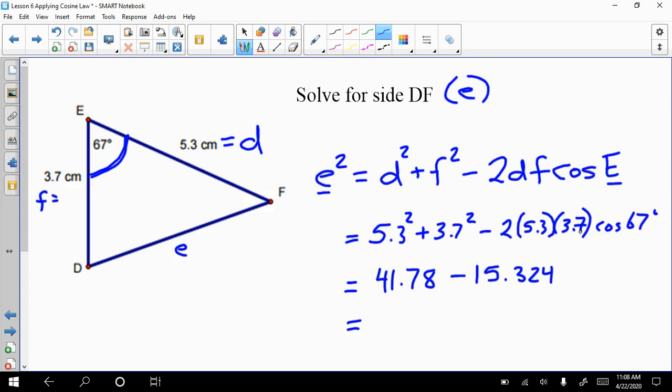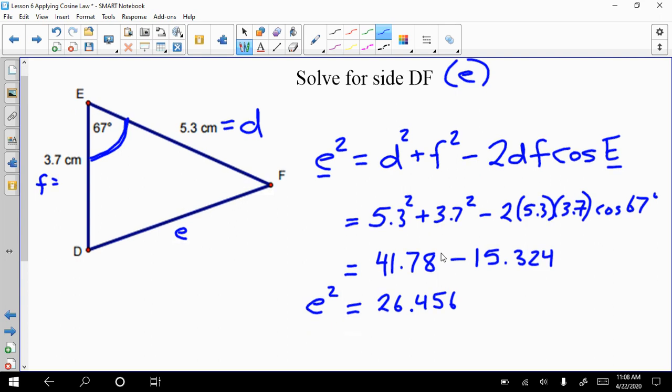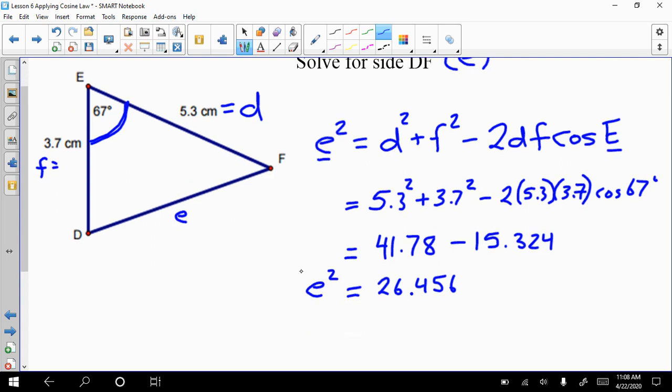So 41.78 minus 15.324, and there I get 26.456. But remember, that's e squared, and the way you get rid of the squared is you square root, and that's going to give me e. Whatever you do to one side, you've got to do to the other. And so I'm going to go my square root, and I get 5.14.